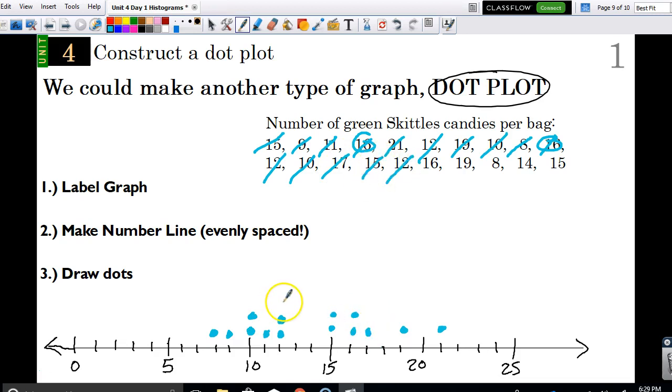You can see this gives you a little bit better picture of what maybe the most common number is, or how they are distributed. Then another 19 there. Another 8. First 14 and another 15. And you can see that it's sort of centering around this 15, and we'll talk about those different shapes or patterns in the next few videos.